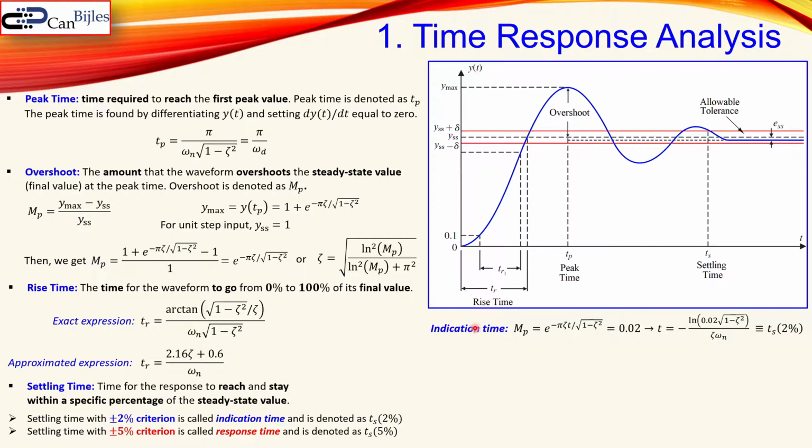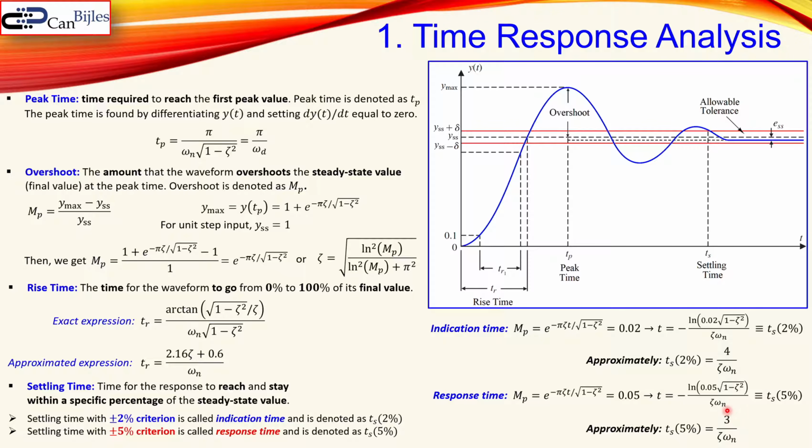And the settling time can be calculated using the formula for our overshoot. Just equate that to 0.02 and then find the formula for the t, which is then defined as the Ts with the 2% criterion. Again, this can be approximated. Most of the time people use 4 over zeta times omega n. And the response time in a similar form. You can see here again that is equal to 0.05, and then equate that to the formula, but again approximated using the formula here, 3 over zeta times omega n.